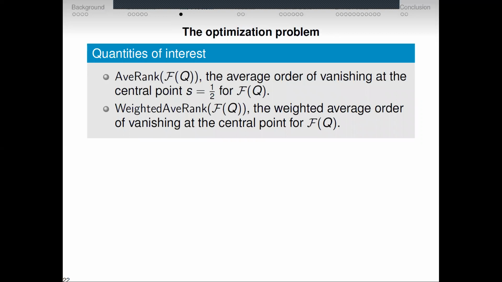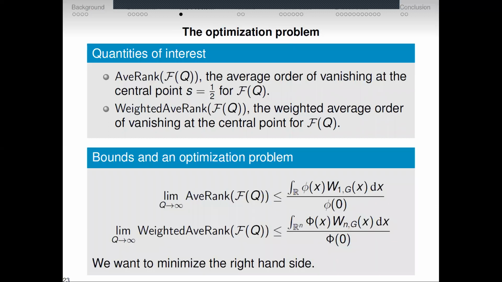So now that we have this overview, we can look at the problem at hand. We are interested in the average order and the weighted average order of vanishing at the central point of f of q. So looking at those limits, as you can see them right now, we want to minimize the right-hand side, which is the integral over the psi at 0.